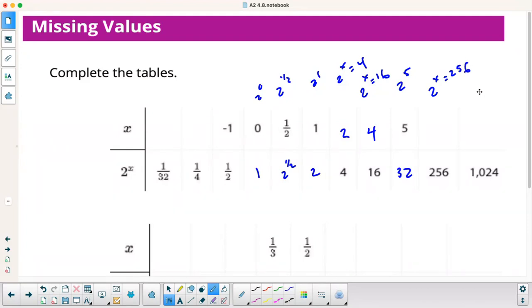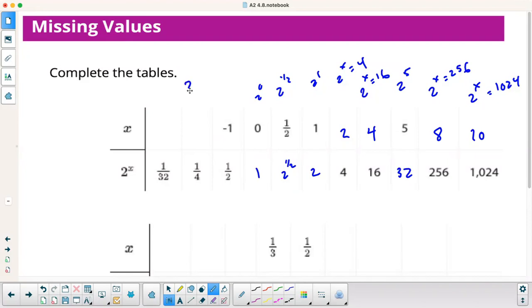2 to what power equals 256? 2 to the 7th, maybe? No. 2 to the 8th. There you go. And then the last one, 2 to what power equals 1024? Is it 10? 2 to the 10th? Yes. Okay, so a little bit of trial and error here.